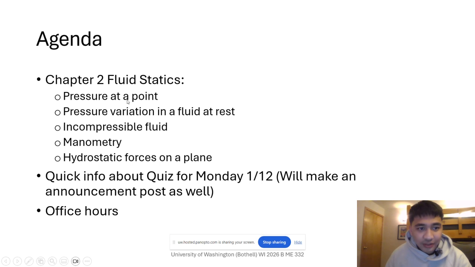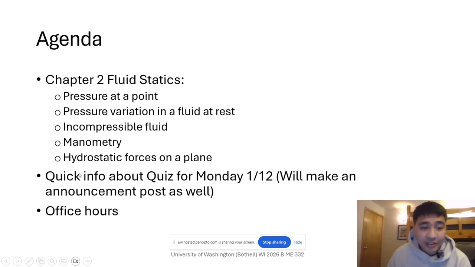Okay, so for the agenda today, we're going to talk about chapter 2, fluid statics, and this consists of pressure at a specific point, which I'll just talk about concept-wise, and pressure variation in a fluid at rest, and this is really important for a lot of the equations we're going to use throughout the other problems. Incompressible fluid, which basically just means the density is not changing with the water. We have some manometry problems, which is basically using tubes, and you'll see different fluids with different specific gravities and densities and whatnot. Then we can calculate fluid heights and pressures that way.